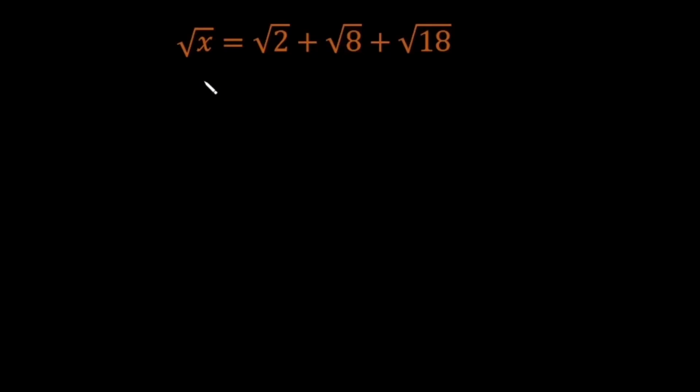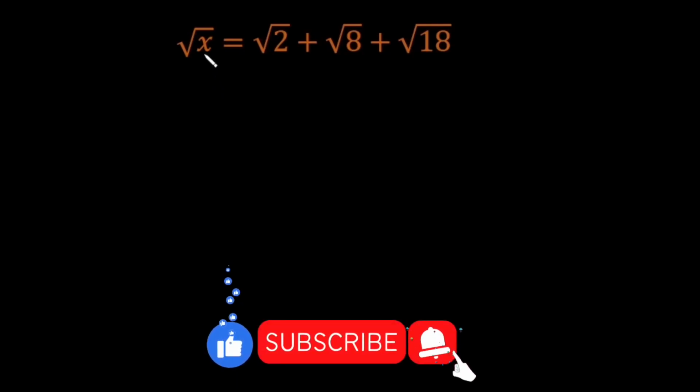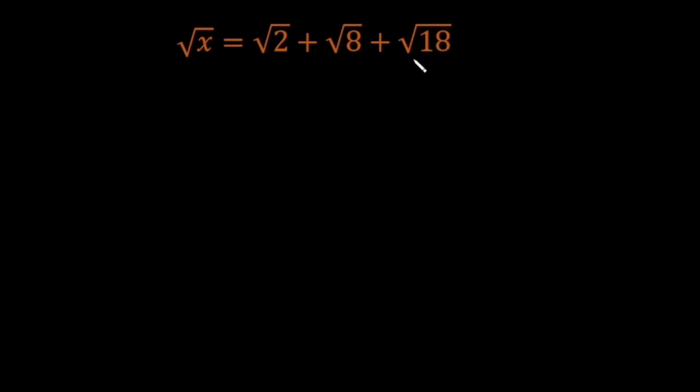Hello everyone. In this lecture, we are going to solve this given radical equation to find the value of x. Our equation is √x = √2 + √8 + √18. So, first step, I write the right hand side into the product of its prime factors.